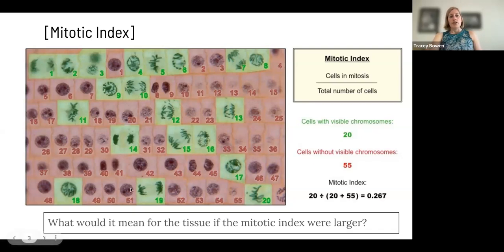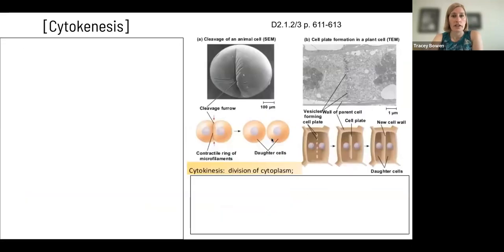What would it mean if the mitotic index was higher? It would mean that the cells were replicating faster for some reason. And so in some tissues, that's going to be possible. And then if you had a cancerous cell, that also could be going through mitosis more quickly.